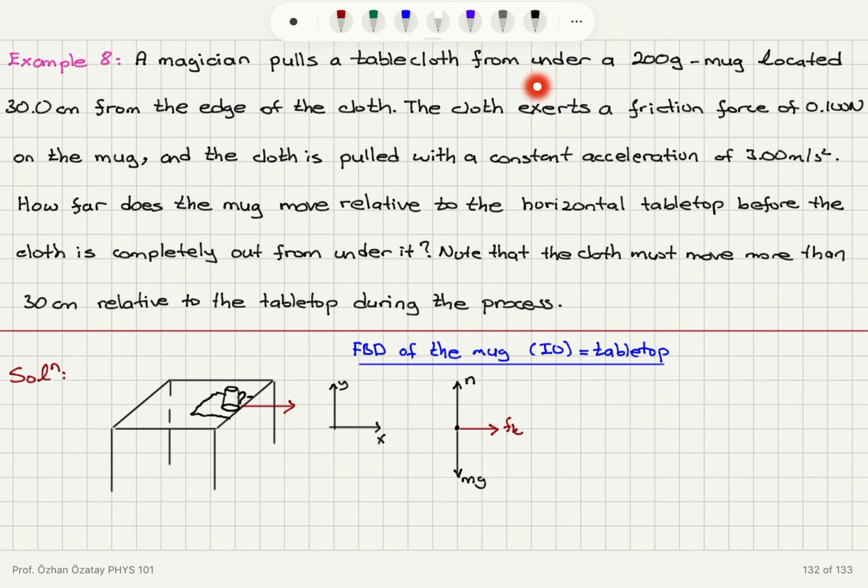A magician pulls a tablecloth from under a 200 grams mug located 30 centimeters from the edge of the cloth. The cloth exerts a friction force of 0.1 newtons on the mug, and the cloth is pulled with a constant acceleration of 3 meters per second square. How far does the mug move relative to the horizontal tabletop before the cloth is completely out from under it? Note that the cloth must move more than 30 centimeters relative to the tabletop during this process.